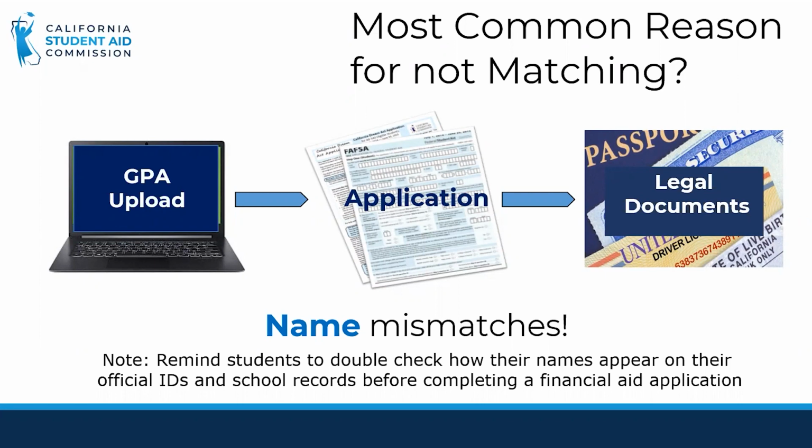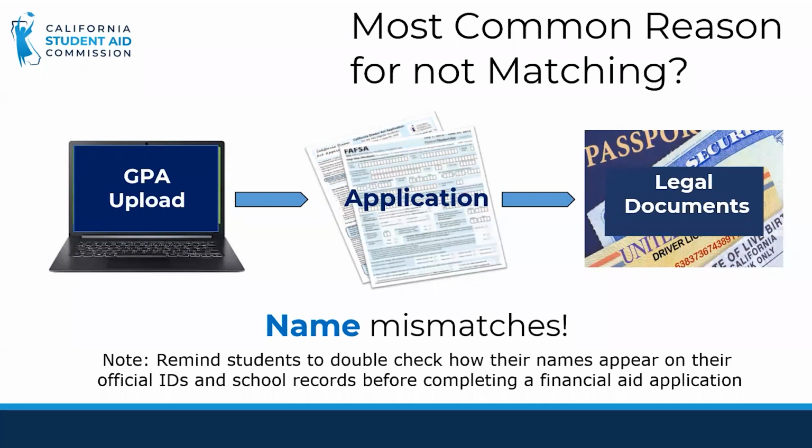Most of the time when that information doesn't match, it's because of the name. In fact, 98% of the time, it's because the name doesn't match from one to the other. So if you're helping students in this process, remind them, use the name on whatever legal documents you have. So you want to make sure that if you have a California ID or a student ID or a birth certificate, whatever your full legal name is, that's the name that you want to use when you're filling things out so that it will match.